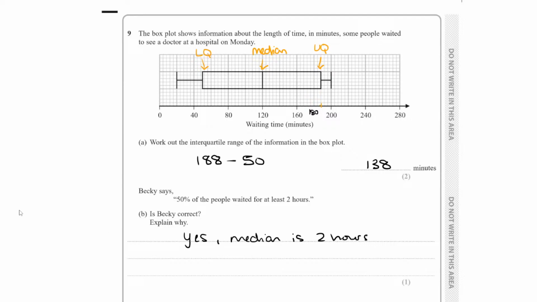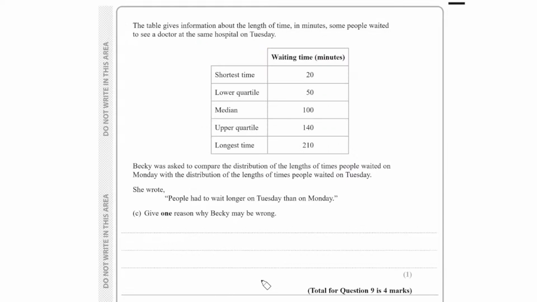Yeah, so that's basically that one. Now I think there is also part C. The table gives information about the length of time in minutes some people waited to see a doctor at the same hospital on Tuesday. So remember, the box plot on the previous page was Monday. This is now Tuesday. They've given us the same information that you would see on a box plot anyway.